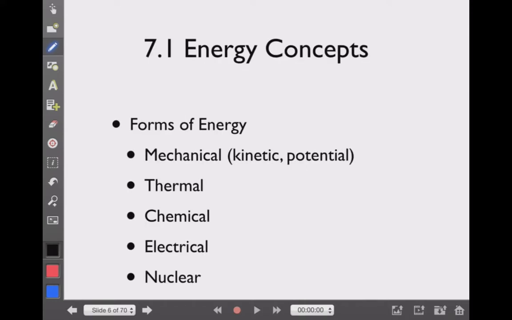So energy can come in many forms, as we've seen before. I'm sure you've studied this before. We've got mechanical energy, which is usually kinetic and potential energy. There's thermal energy, chemical energy, electrical energy, and nuclear energy. They're all these different forms, and we know that we can convert from different forms to others.